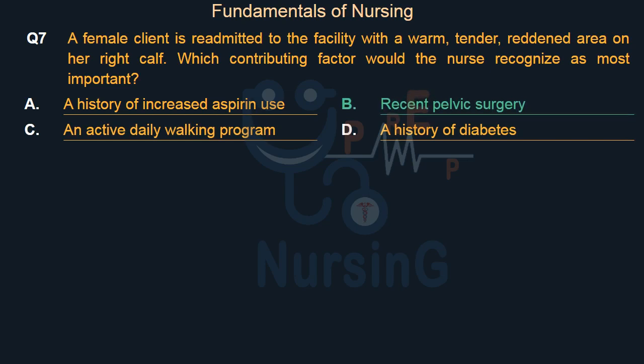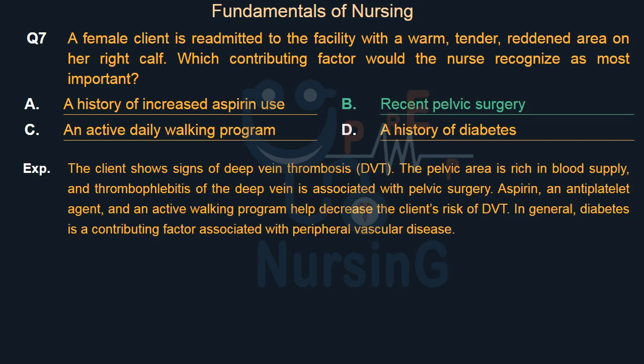Recent pelvic surgery. The client shows signs of deep vein thrombosis, DVT. The pelvic area is rich in blood supply, and thrombophlebitis of the deep vein is associated with pelvic surgery. Aspirin, an antiplatelet agent, and an active walking program help decrease the client's risk of DVT. In general, diabetes is a contributing factor associated with peripheral vascular disease.